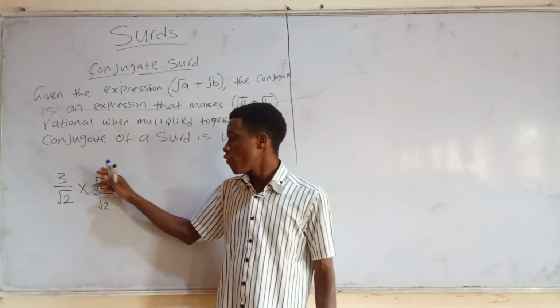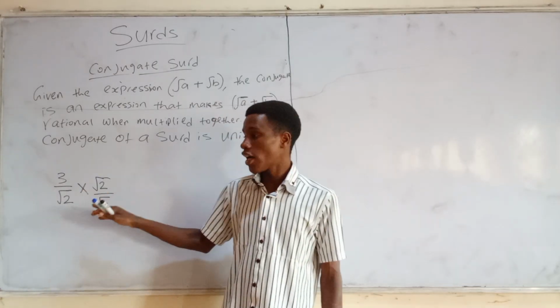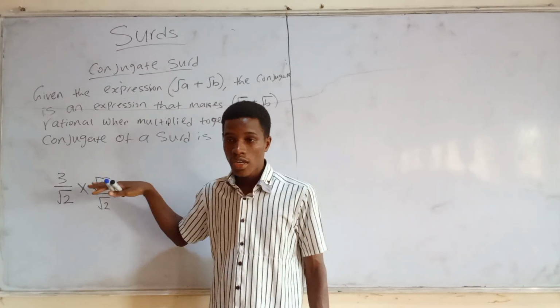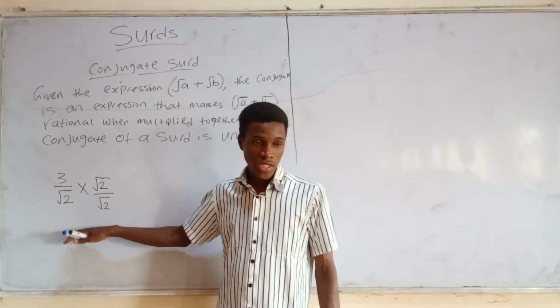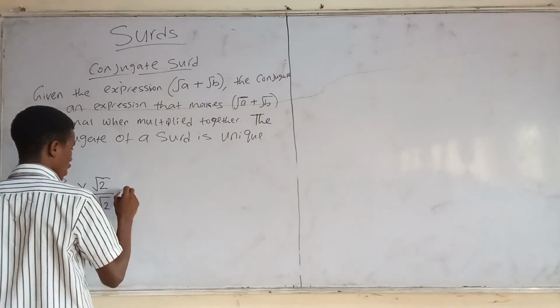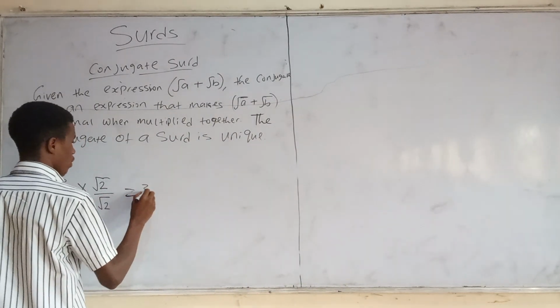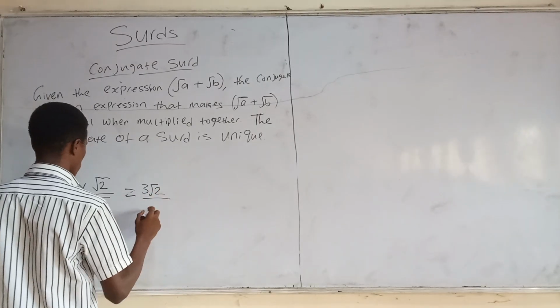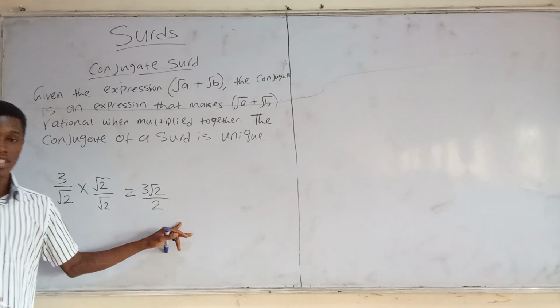So now, our idea of multiplying it by 1 is so that we make it what? In the standard mathematical notation. Is that clear? So when we multiply this, what do we have? 3 root 2 over what? 2. So this is now written in the standard format.